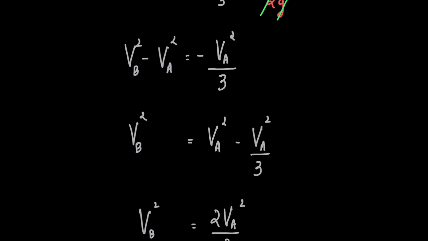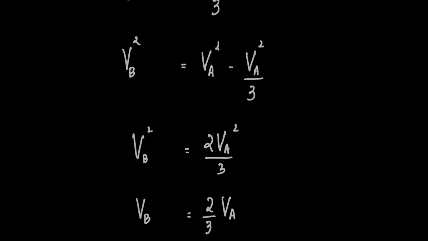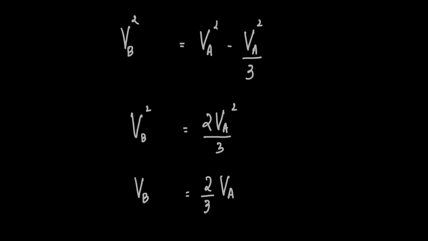So VB square is VA square minus VA square by 3. What is VA square minus VA square by 3? It is 2 VA square by 3. Now, taking root on both sides, root of VB square is equal to root of 2 by 3 VA square. What we get is VB is equal to root of 2 by 3 VA. Okay.